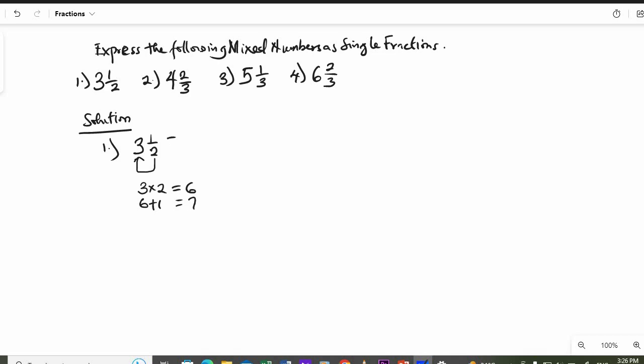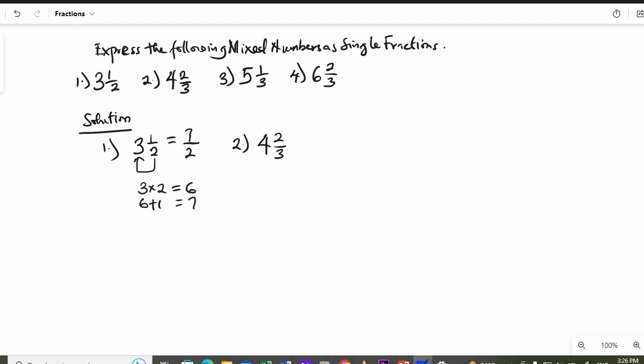So we say 3 whole number 1/2 equals this number which we get here. That's 7 over the same denominator as before. So we say that's 2. Okay? So for the second one, 4 whole number 2/3.